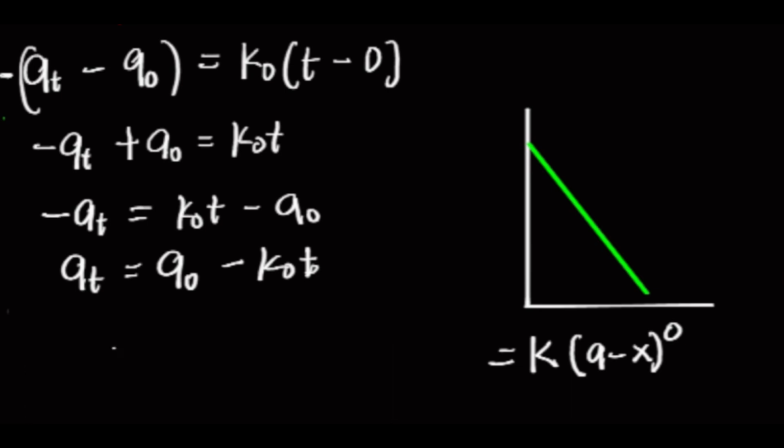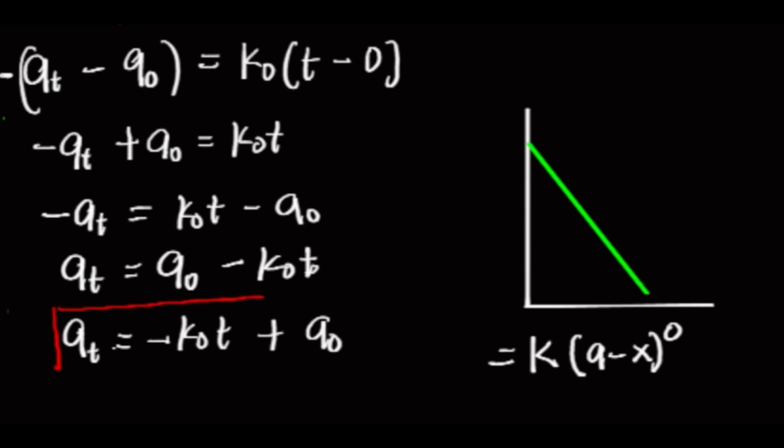So rearranging this very well, we're going to have a of t, which is the final, equals negative k naught t, then plus a naught. If you look at this very well, this particular equation actually resembles the equation of a linear graph, which is y equals mx plus c.